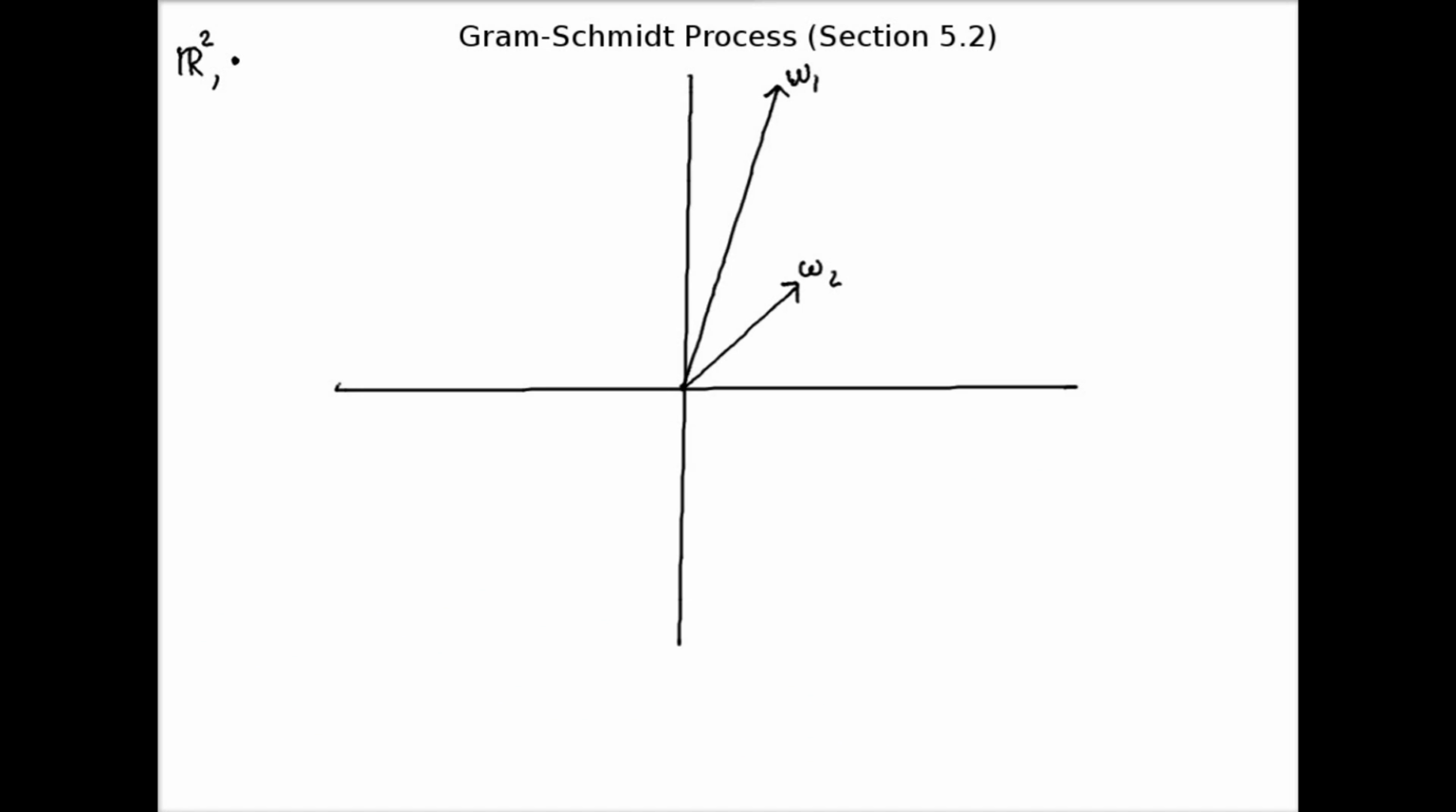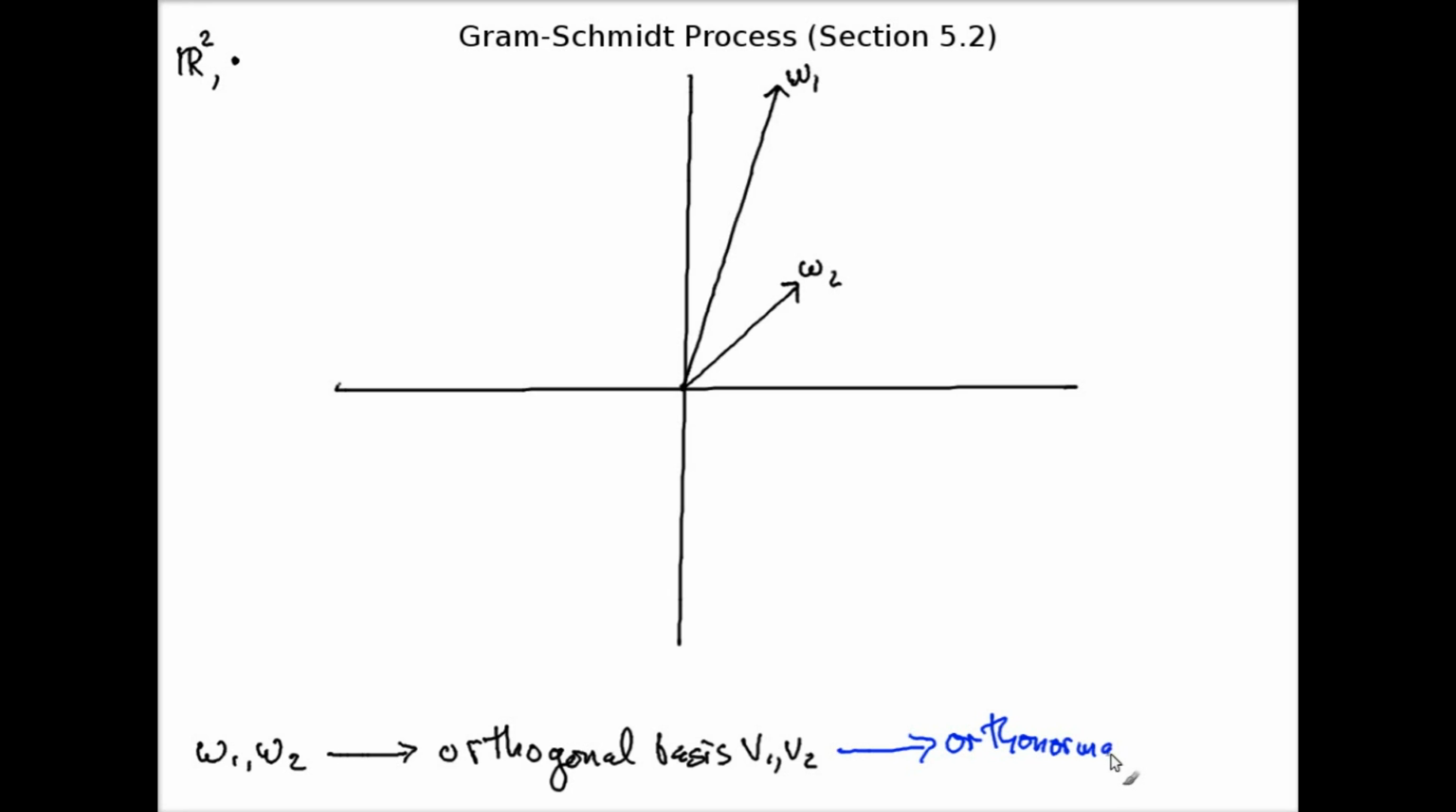Let's illustrate this with a very simple example from R2. So we have R2 with the usual dot product and an arbitrary basis W1, W2. And what we want to do is take the basis W1, W2, and from that construct an orthogonal basis V1, V2. And that's good enough because we know how to go from an orthogonal basis to an orthonormal basis. We talked about that last time, and I'll call the orthonormal basis U1, U2. But this is the main step, getting an orthogonal basis.